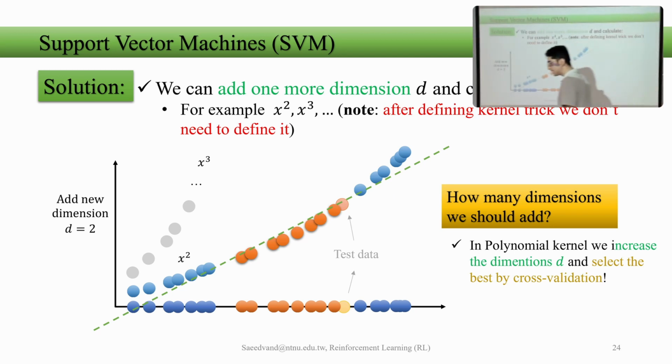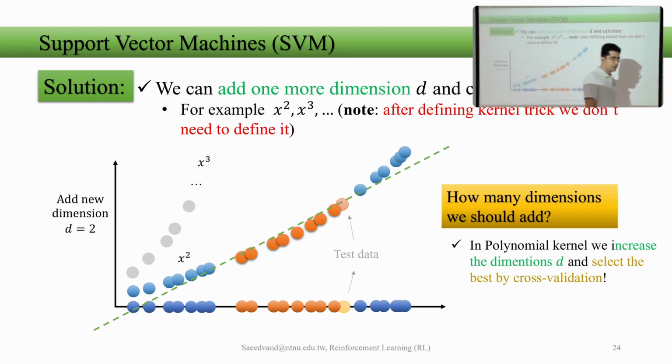So here we have just 2 dimensions. You may have 100 dimensions. You can increase the dimension in order to be able to split the data. But we have different kernels that have different approaches, and for each approach, we can have different parameters and values.